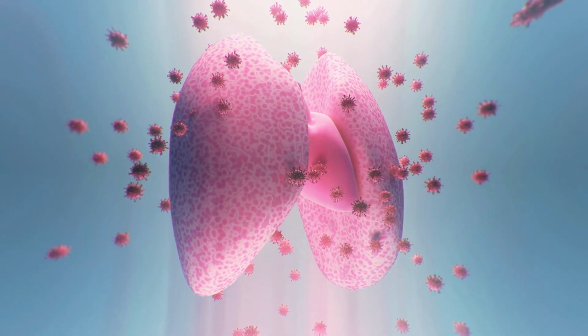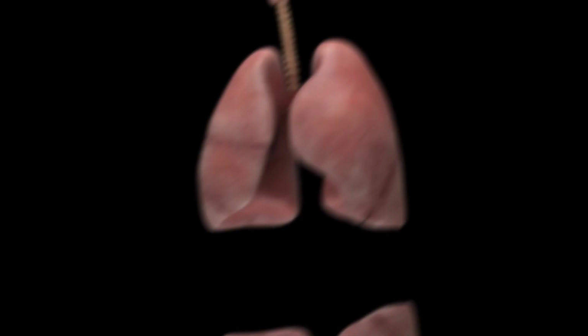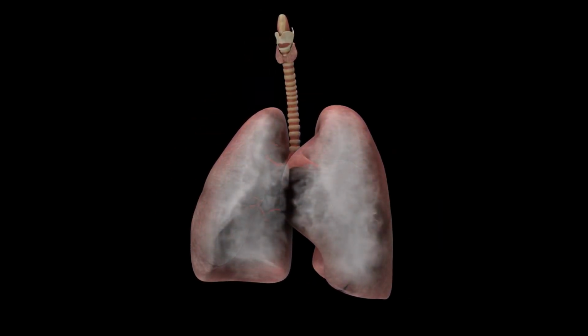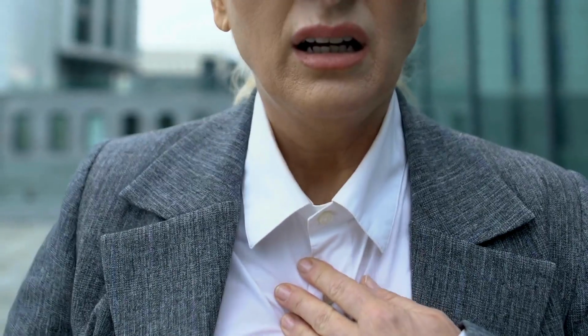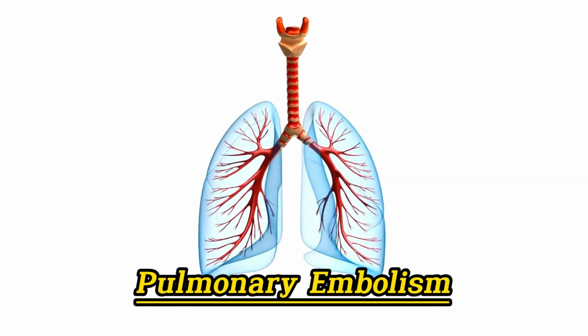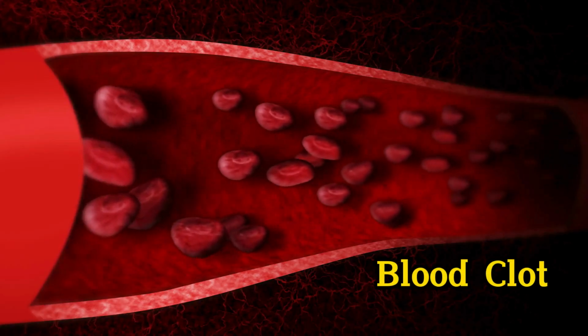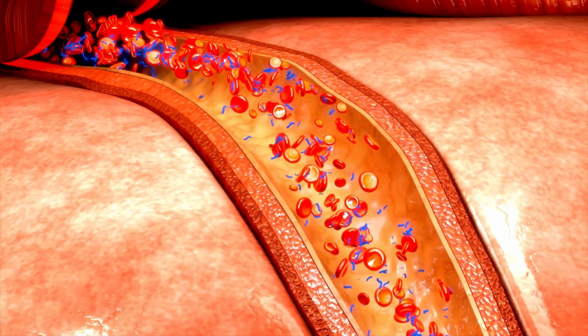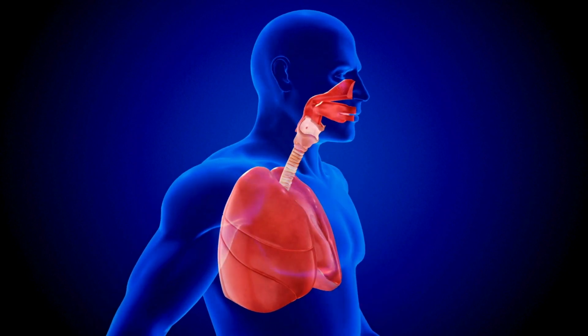Lung cancer, characterized by the uncontrolled growth of abnormal cells in the lungs, can interfere with normal lung function and lead to a range of symptoms, including persistent cough and shortness of breath. Pulmonary embolism occurs when a blood clot, typically originating in the legs, travels to the lungs, blocking blood flow to a portion of the lung. This can severely affect oxygen exchange and may lead to life-threatening complications.